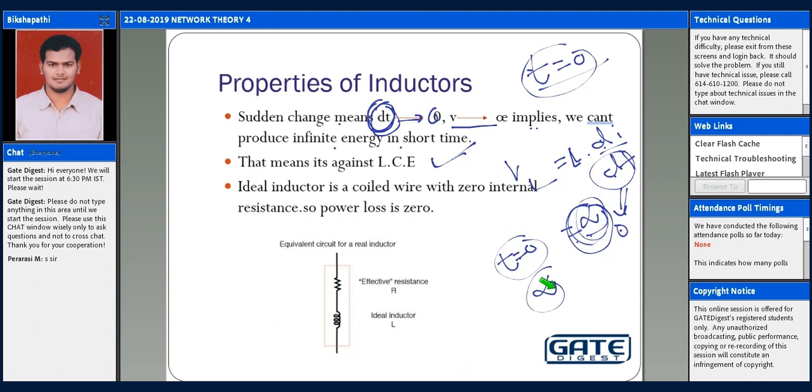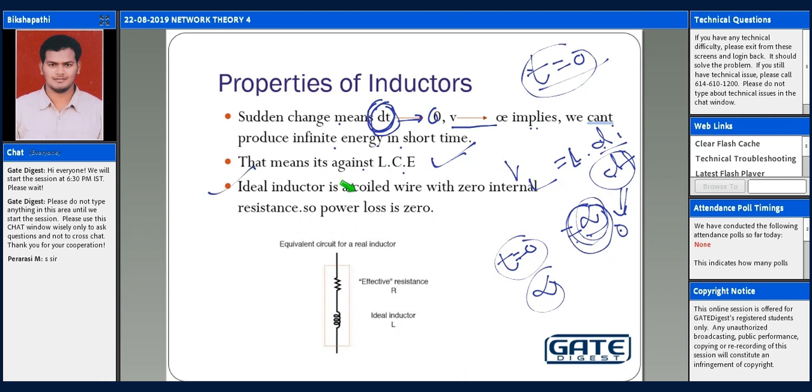That's why a sudden change in a small period of time won't act properly. It won't change suddenly. The inductor won't allow a sudden change of current, because otherwise it would be against the law of conservation of energy.